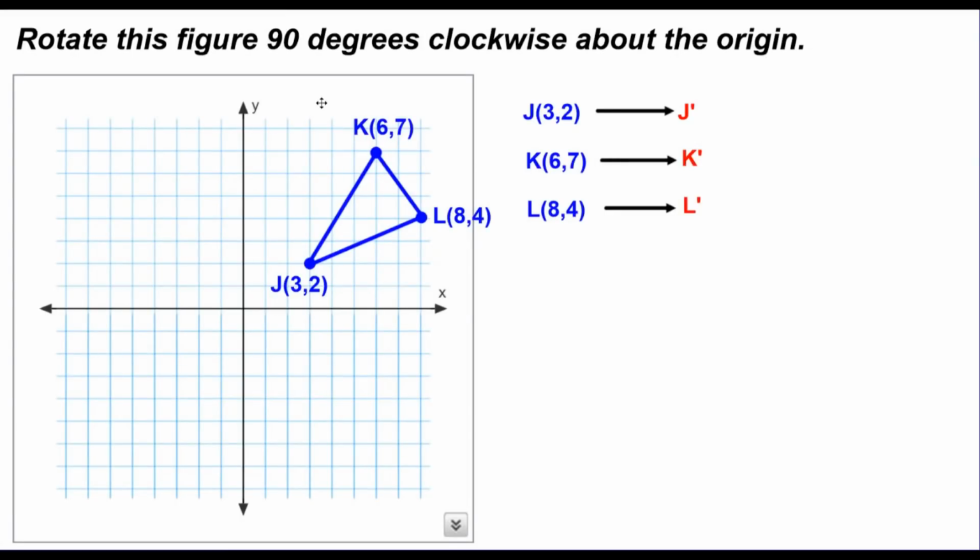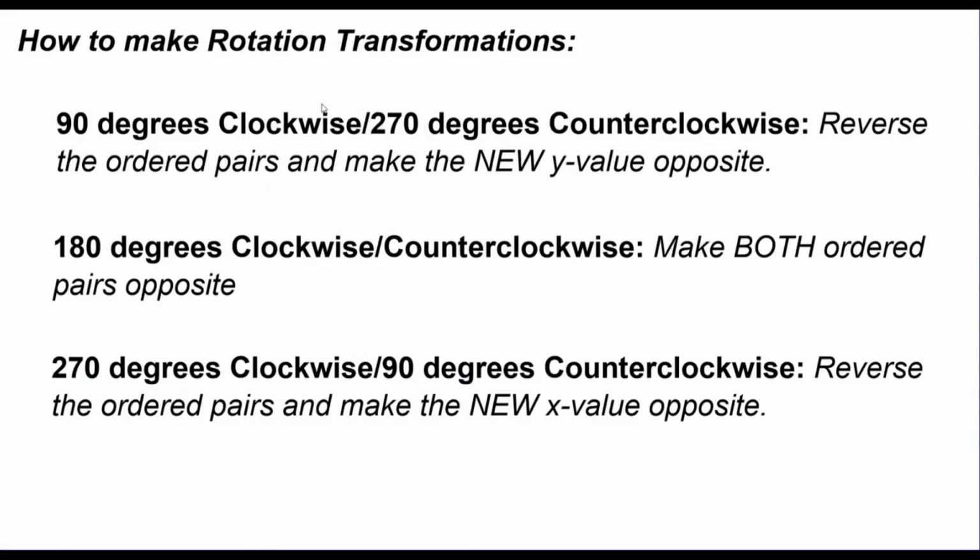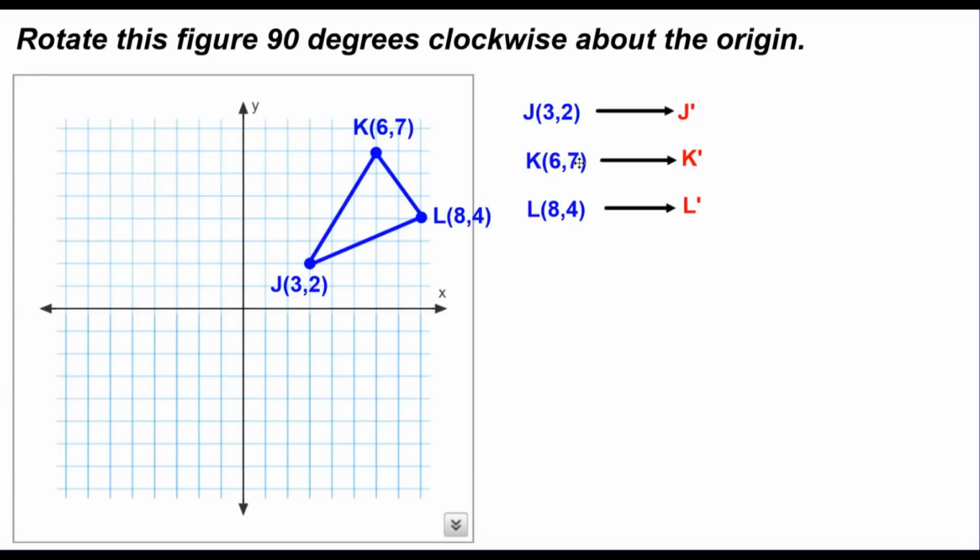So let's try it. Rotate this figure 90 degrees clockwise around the origin. So performing a 90 degrees clockwise rotation, just a quick review, you have to reverse the ordered pairs and then make the new Y value opposite. So what will our J prime become? Well, if I reverse the ordered pairs, I get 2, 3, and if I make the new Y value opposite, it becomes 2, negative 3. Which would be 2, negative 3 right here. That's where J prime is going to be.